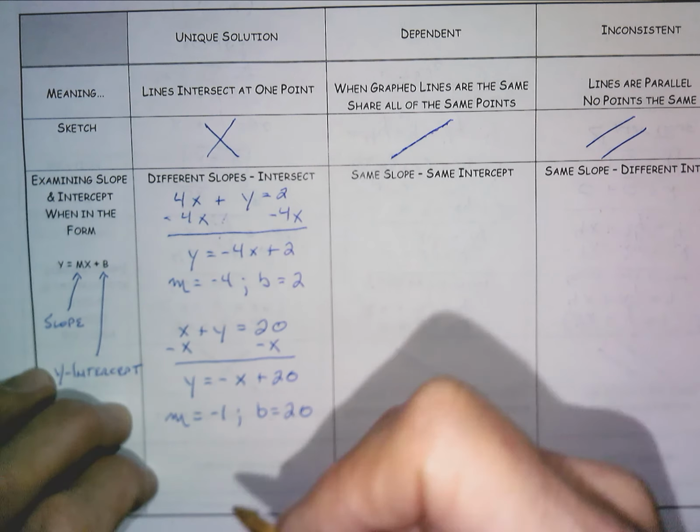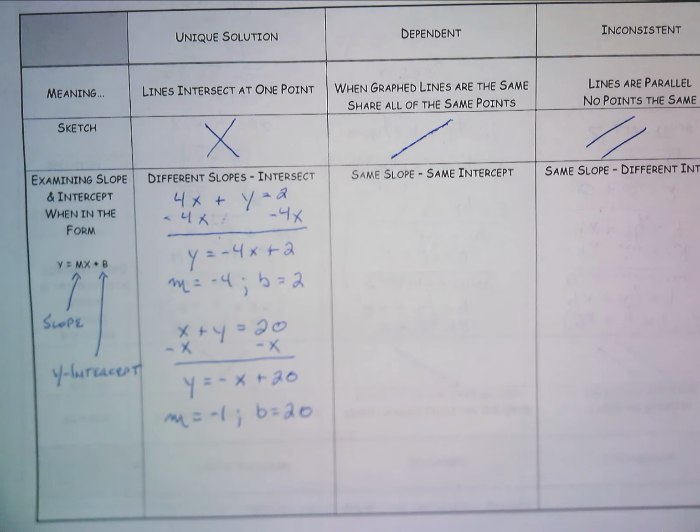Notice what I said at the top of that column. Different slopes intersect. They have different slopes. I don't know where they intersect yet, but if the only thing you're ever asked is do they, and not where, you can always put them into this form and say different slopes, yes, they're going to intersect. It is a unique solution. The system of equations has a unique solution. The lines intersect at one point.